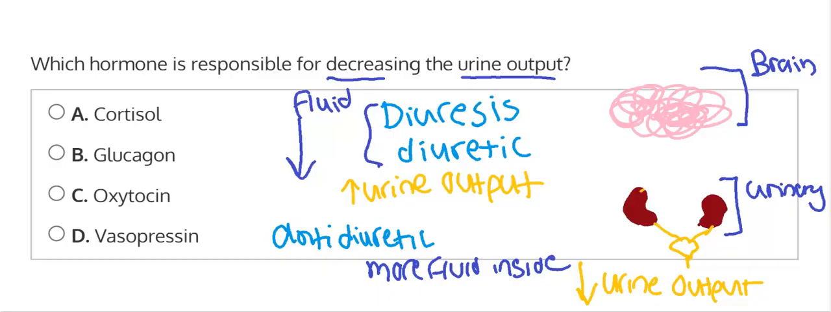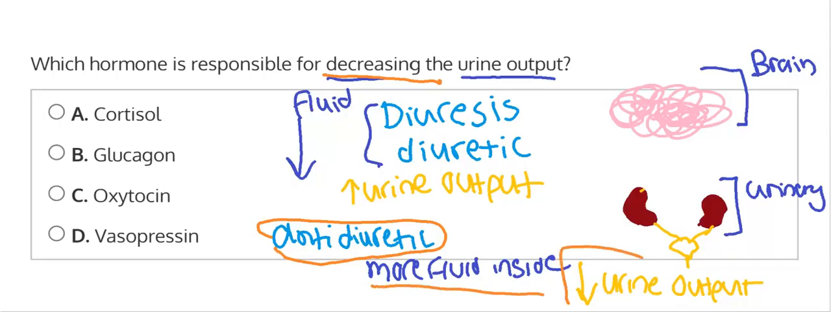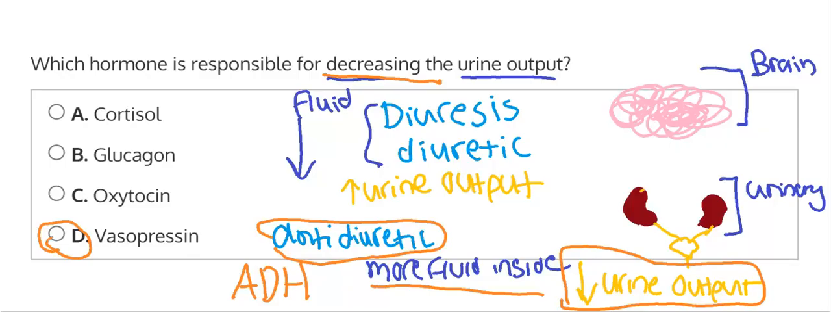So right now we are focusing on decreasing the urine output, meaning that we want a decrease of urine out and then more fluid inside. This is what we're focusing on. So if we look at this part, the anti-diuretic, we have more fluid inside and we have less urine being put out, decreased urine output. So this would be related to the anti-diuretic hormone. And the anti-diuretic hormone is another term for vasopressin, which we could see is listed here as option D. So we could go with that.